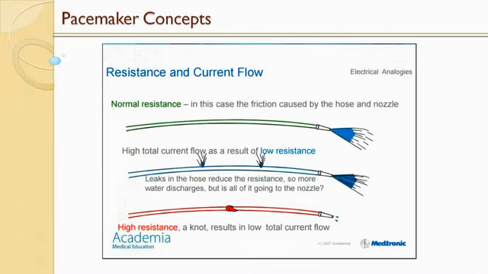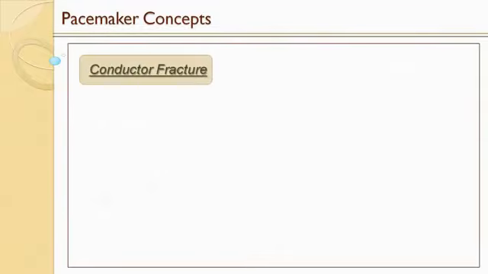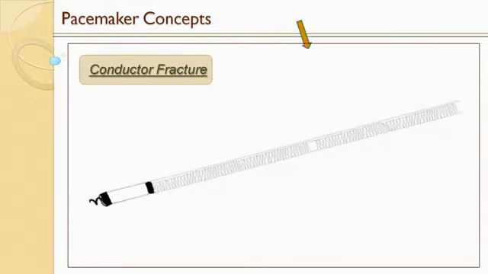Now let's turn our attention to the bottom hose. The bottom hose has a knot tied in it, representing a high resistance, resulting in a low current flow. This would be very similar to if we had a conductor fracture. Now, instead of the problem being with the outer insulation of the lead, the problem is actually on the inside with the conductors. At the arrow you can see a definite break in the conductors going down to the tip. When we have a conductor failure, we'll typically have an impedance of greater than 2000 ohms.